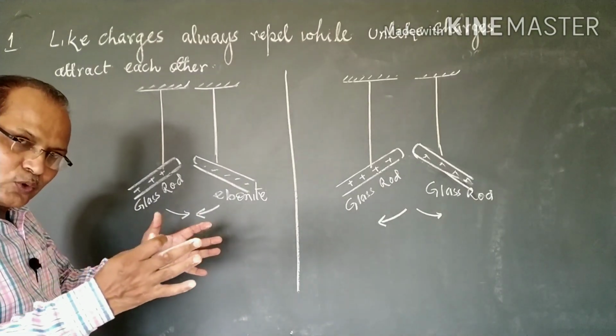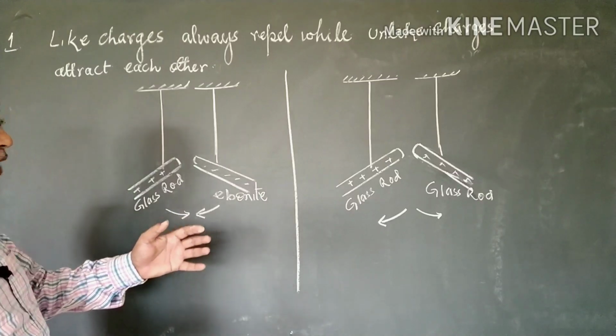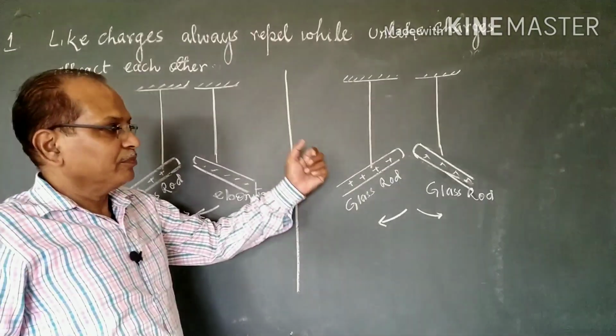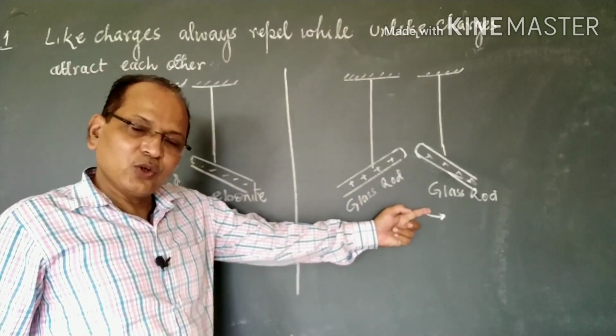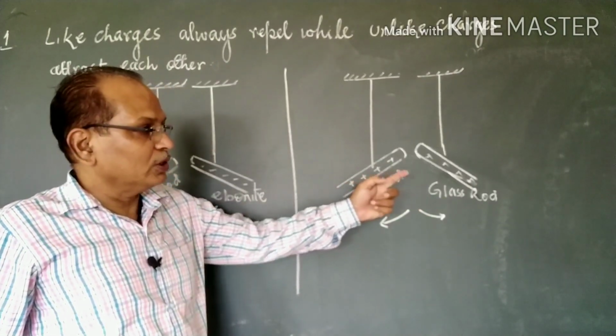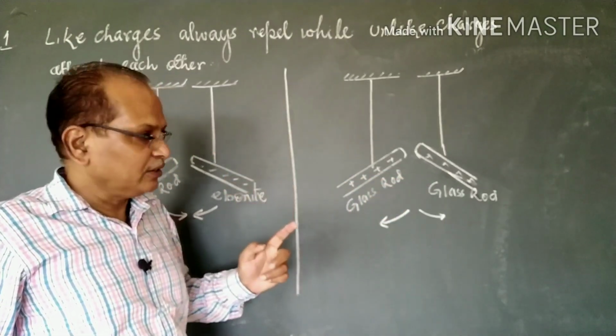They will come close towards each other. There will be a force of attraction. While in the second diagram, this is a glass rod, this is also a glass rod. Charges on the glass rods are the same, positively charged, as we discussed earlier.